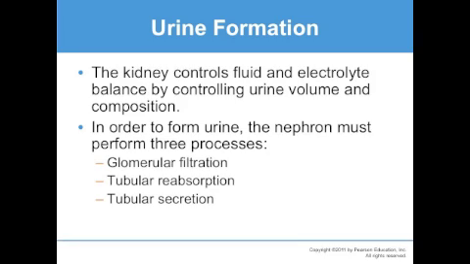Remember, one of the major roles of kidneys is to control fluid and electrolyte balance in the body. This is achieved by controlling the urine volume and the composition. In order for the urine to be formed, the nephron must perform three processes: glomerular filtration, tubular reabsorption, and tubular secretion.